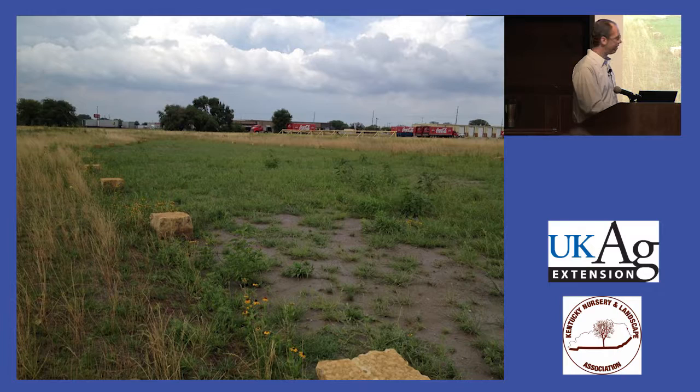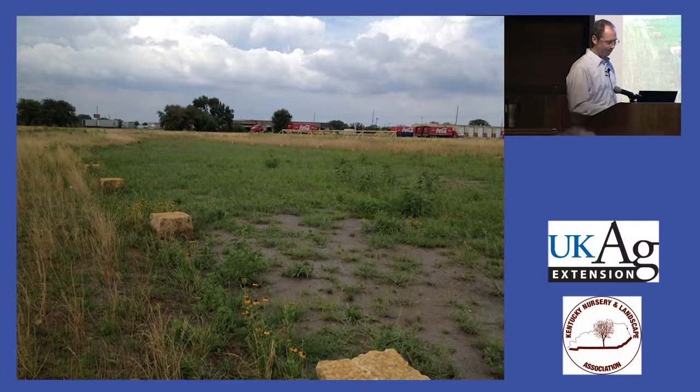So this was seeded with some Kansas prairie seeds, some grasses and wildflowers. And we used some local sandstone as our border blocks. So it's good to have something that a mower can see and doesn't want to drive over as your border that keeps mowers on one side and not the other.